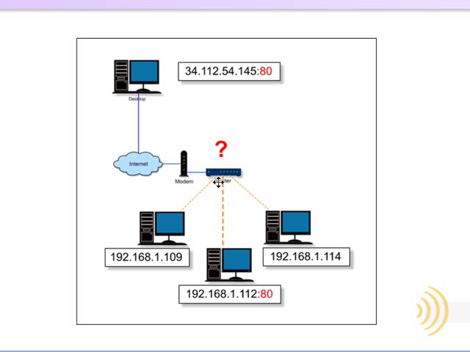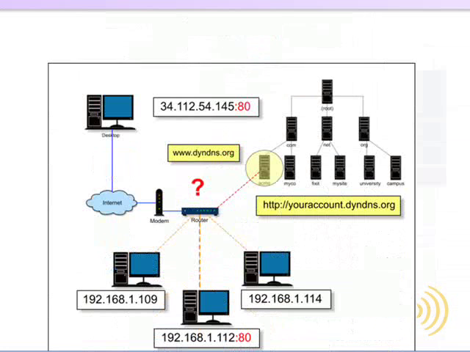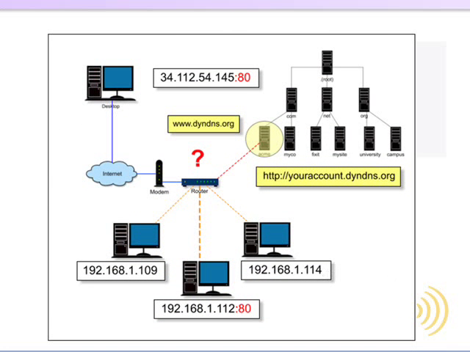So, how do we contact our router? Well, if we don't know what its external IP address is, we can't. So, how do we get the information we need to access our internal network? Well, this is where Dynamic DNS comes in.